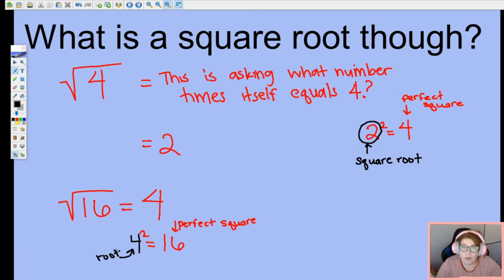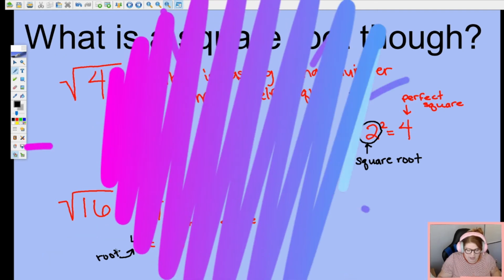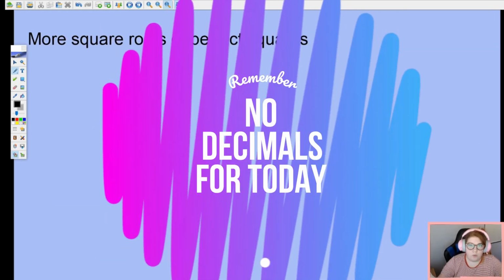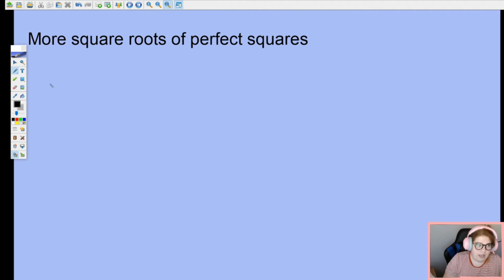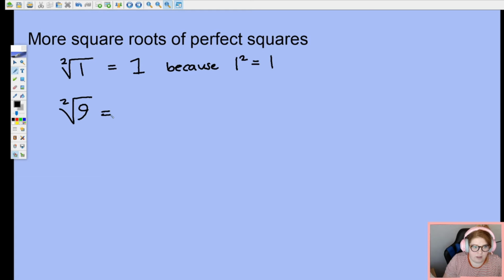For today, we're only going to deal with perfect squares, all right? I don't want you to have any decimal answer. So let's do some more roots of perfect squares. If I were to take the square root of 1, another way I could write it is the 2 root, the square root of 1. That equals 1 because 1 squared equals 1. The square root of 9 is 3 because 3 squared is 9. But remember, it could be positive or negative 3.